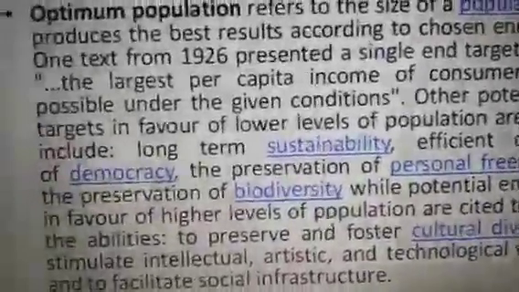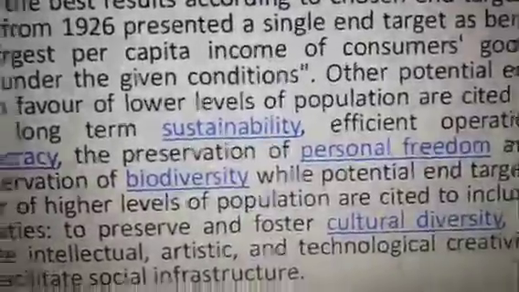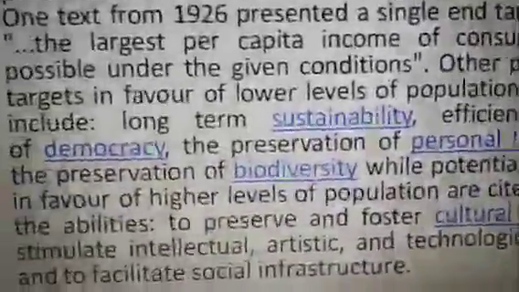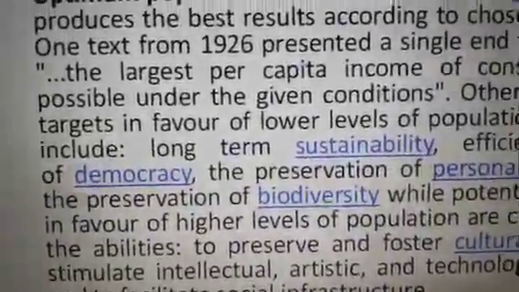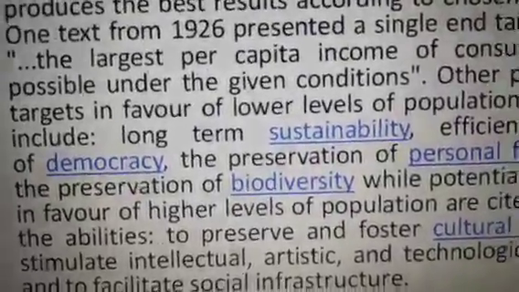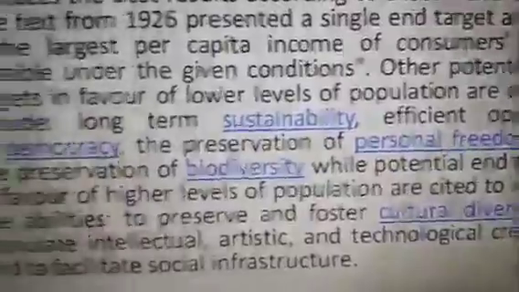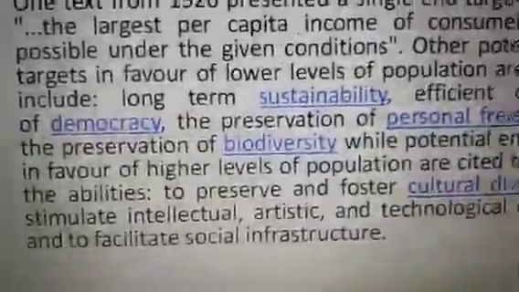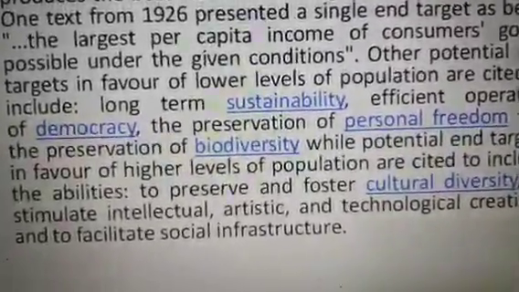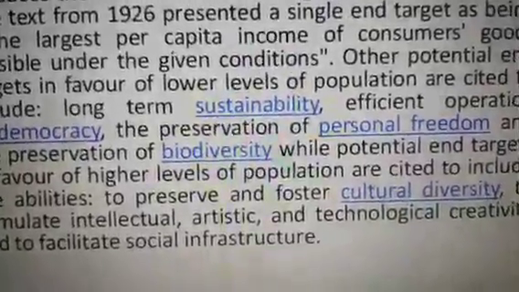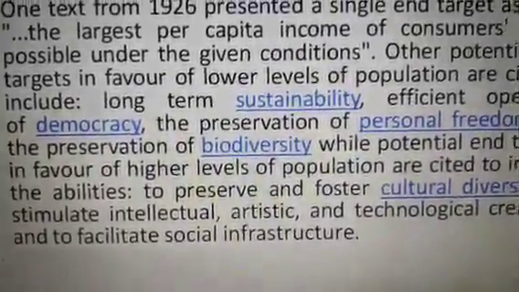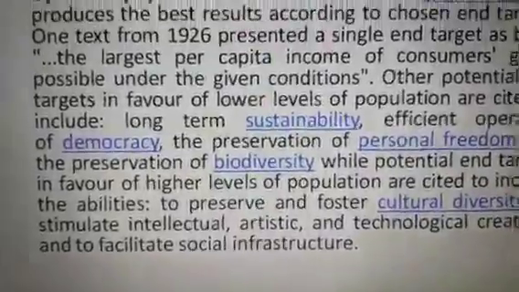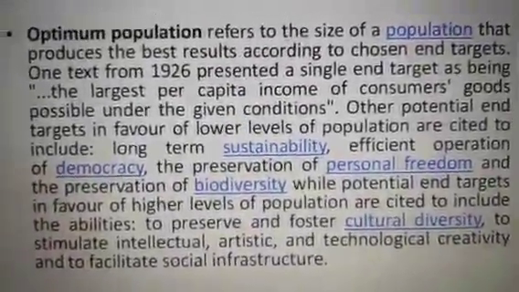And other potential end targets in favor of lower levels of population are cited to include long-term sustainability, efficient operation of democracy, you can deal with the Indian circumstances, the preservation of personal freedom and the preservation of biodiversity, while potential end targets in favor of higher levels of population are cited to include the ability to foster and preserve cultural diversity, to stimulate intellectual, artistic and technological creativity and to facilitate social infrastructure. So you have to think over this while stating the optimum population theory.